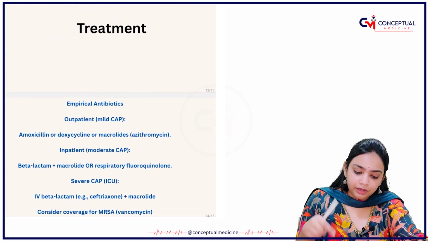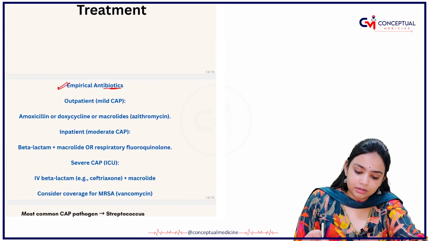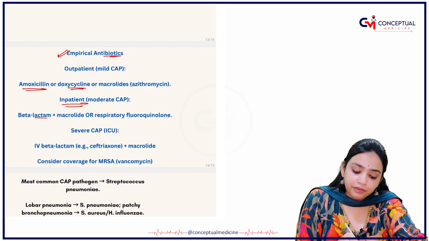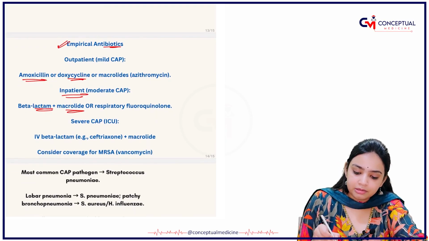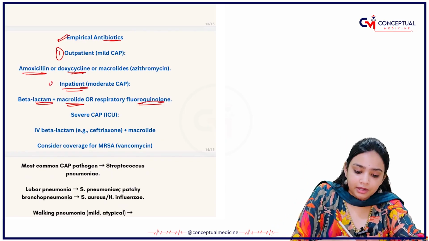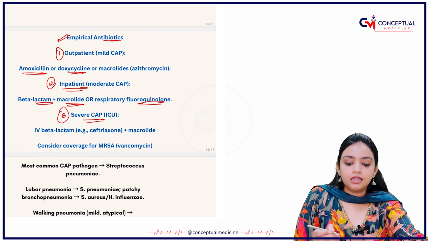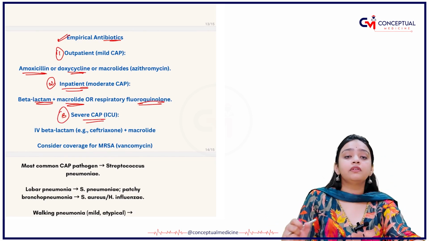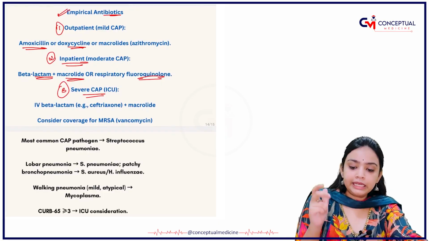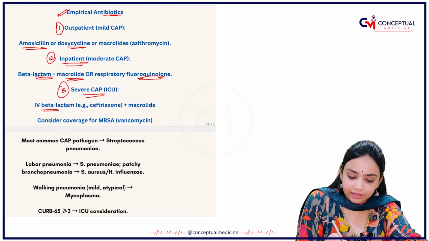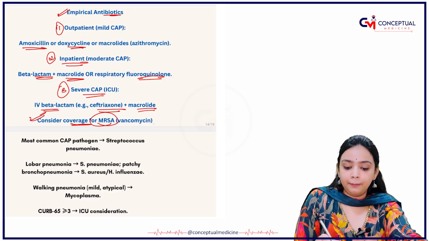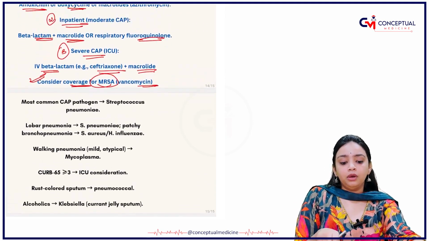In the treatment, what will you give? You will give empirical antibiotics like amoxicillin and doxycycline. And if it is an IPD patient, you will give beta-lactam, macrolides and respiratory fluoroquinolone. First one is outpatient department, then inpatient department, and if it is a severe ICU patient, severe community acquired pneumonia, then you have to treat the patient on an ICU basis. You will give the patient IV beta-lactam like ceftriaxone and macrolides. You will consider coverage for MRSA like vancomycin. Okay, so this is the treatment.